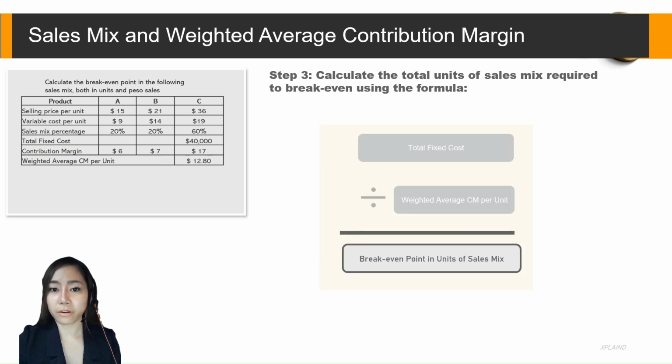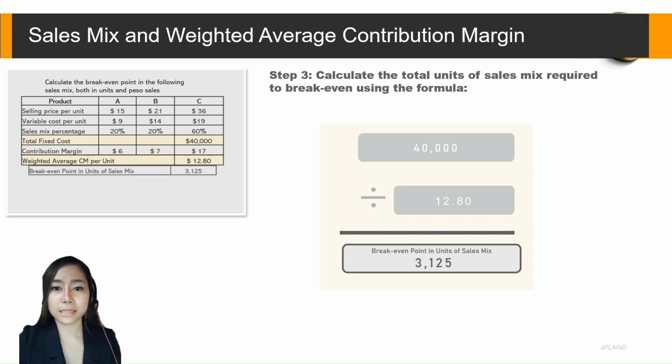Step 3, calculate total units of sales mix required to break even using the formula. So break-even point in units of sales mix equals total fixed cost divided by weighted average contribution margin per unit. So total fixed cost is 40,000 and weighted average contribution margin per unit is 12.80, which we calculated earlier. So 40,000 divided by 12.80 equals 3,125 break-even point in units of sales mix.